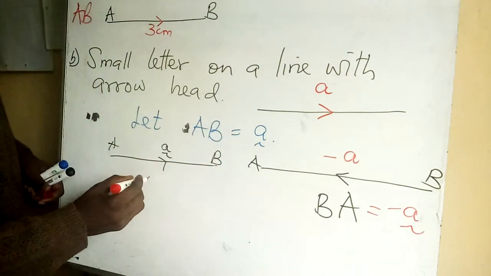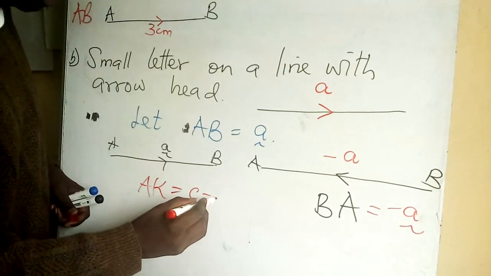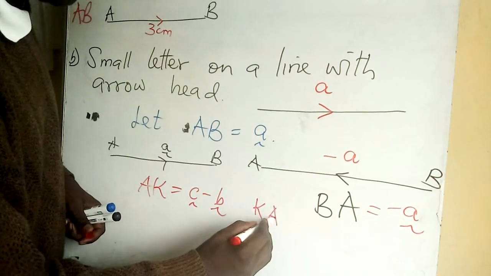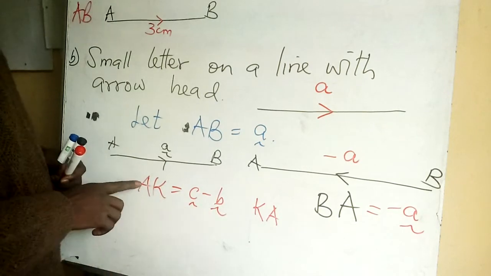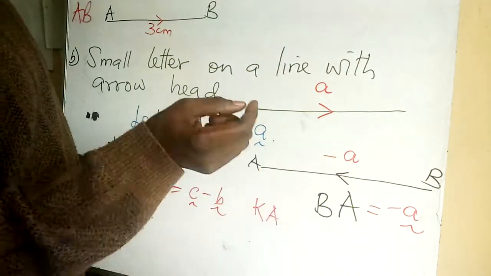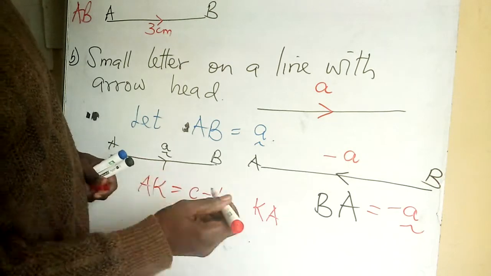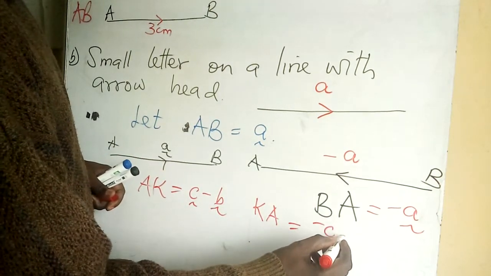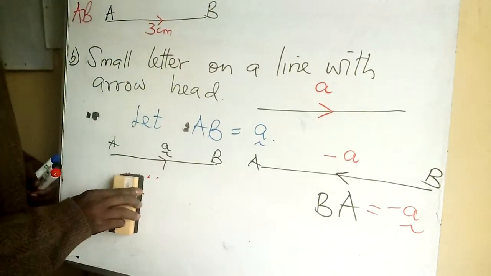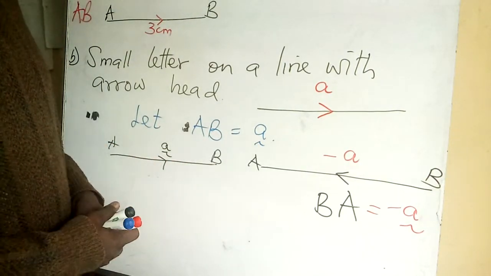If I tell you AK is equal to C minus B, then what will be KA? What will be KA now? If AK is C minus B, and remember, the minus there is to reverse, so I'll reverse this from K to A, it will be negative C plus B. But that, we can continue with next, just to jog your mind. So this is the basics of vectors.